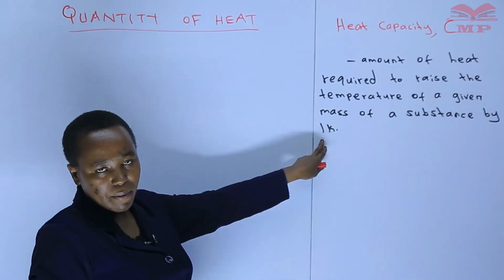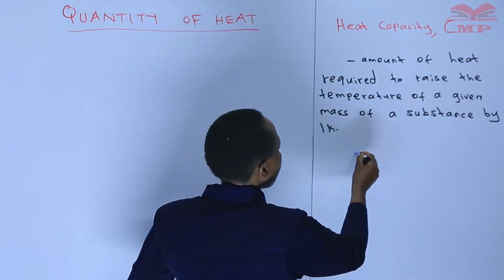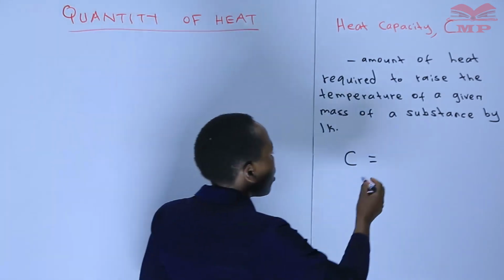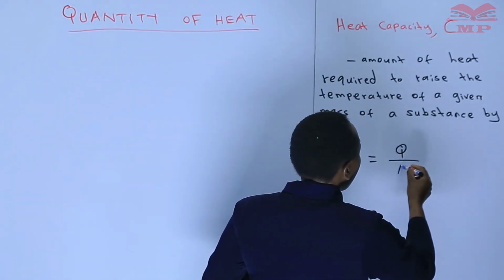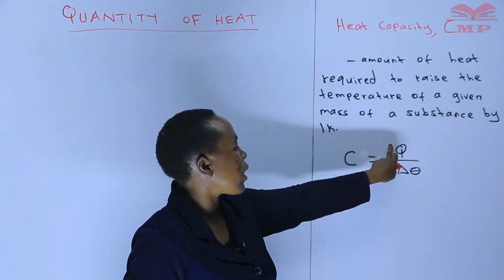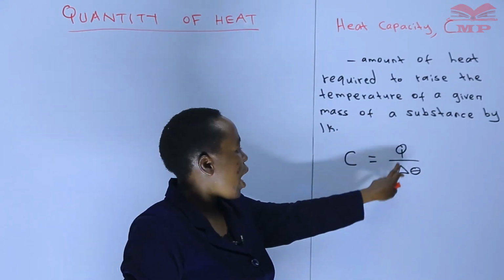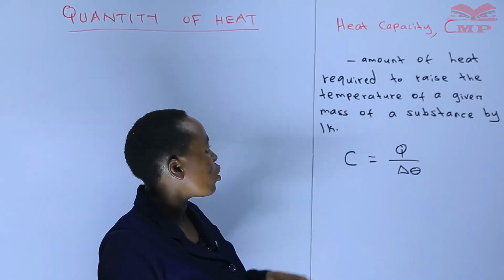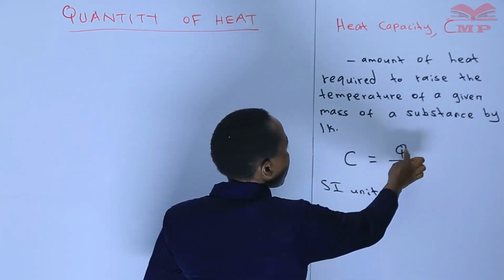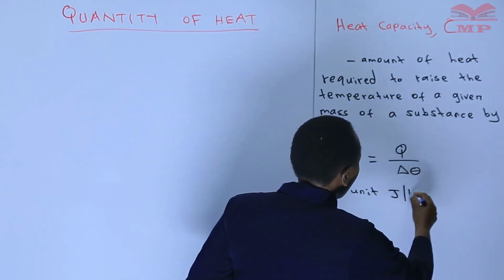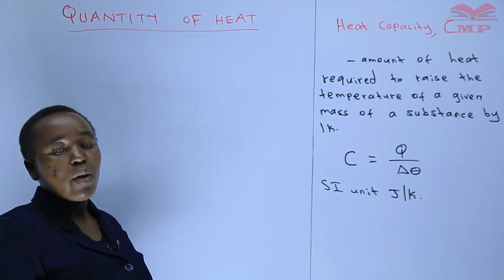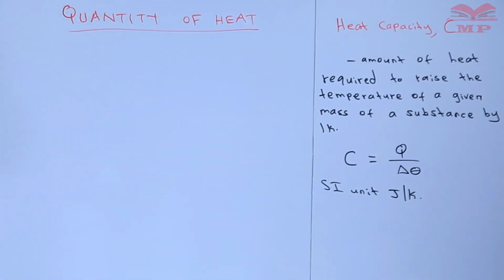And therefore we say that heat capacity, C, will be equal to the heat absorbed, or maybe the heat given out, which is denoted by Q, divided by the change in temperature. So heat capacity is equal to heat energy divided by change in temperature. And from this we were able to get the SI unit of heat capacity, which is joules per Kelvin. So we are going to do one question on heat capacity, then we can move on to our next subtopic.